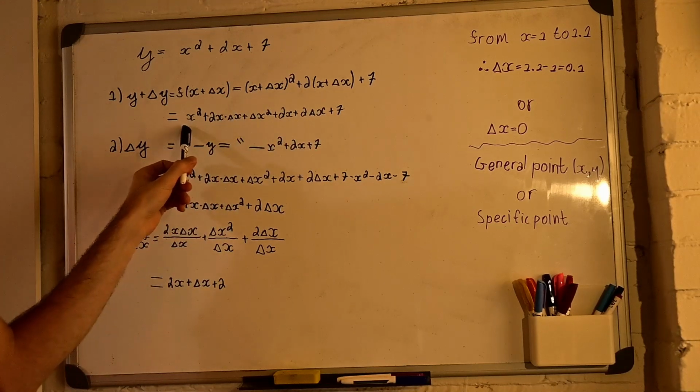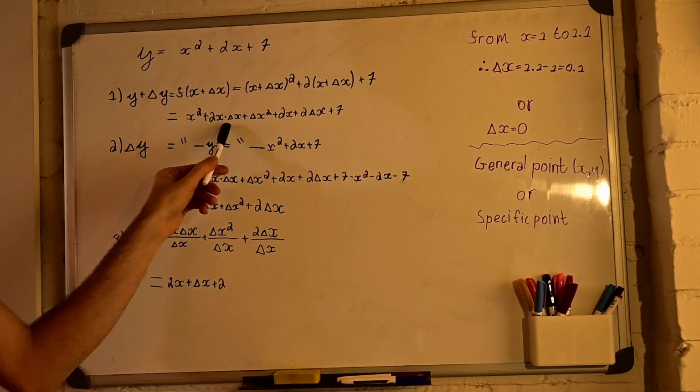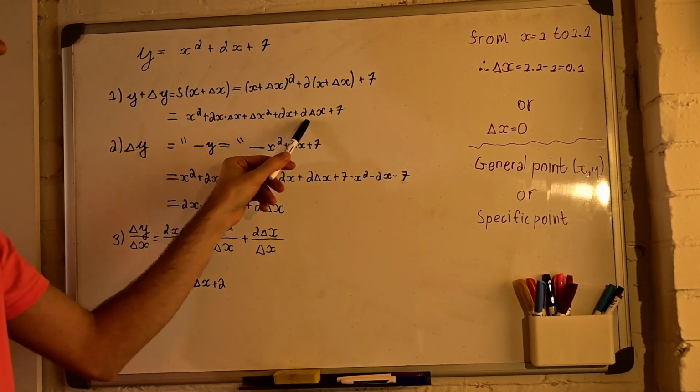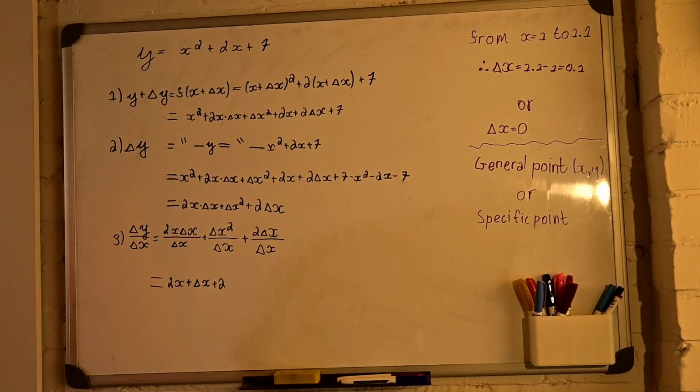Now here we expand it. So we get x squared plus 2x times delta x plus delta x squared plus 2x plus 2 delta x plus 7. That's step 1. So step 2.